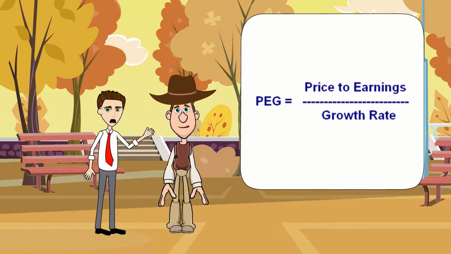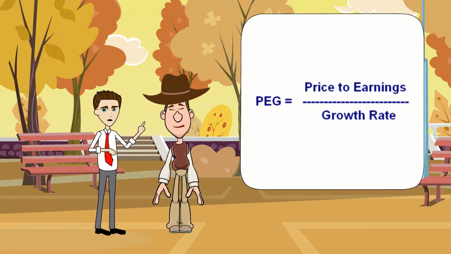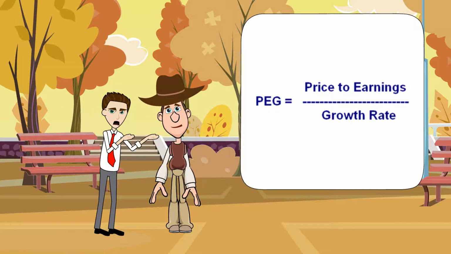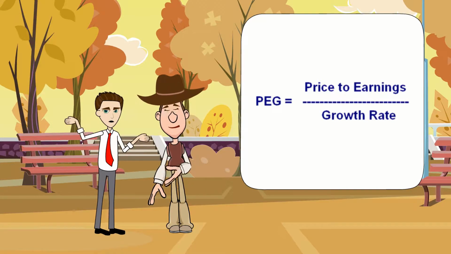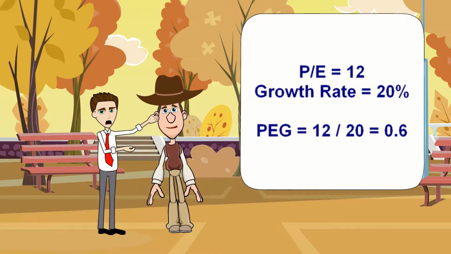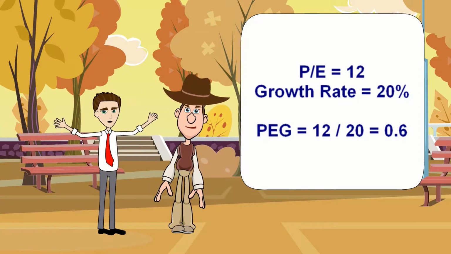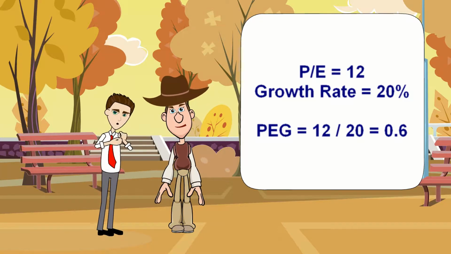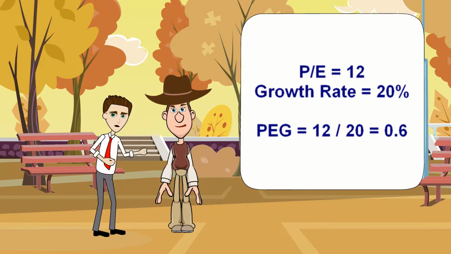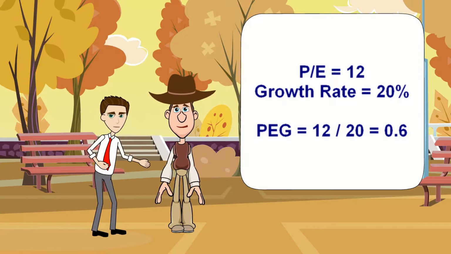PEG ratio is price to earnings to growth ratio. It is a stock's PE ratio divided by the growth rate of its earnings. For example, if a stock has a PE of 12 and its growth rate is 20%, the PEG ratio is 12 divided by 20, or 0.6.